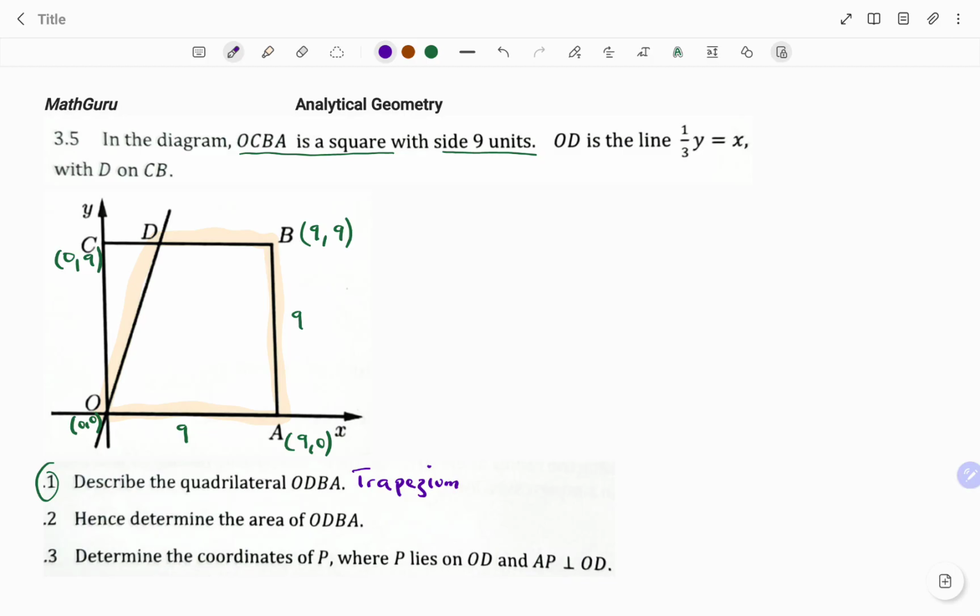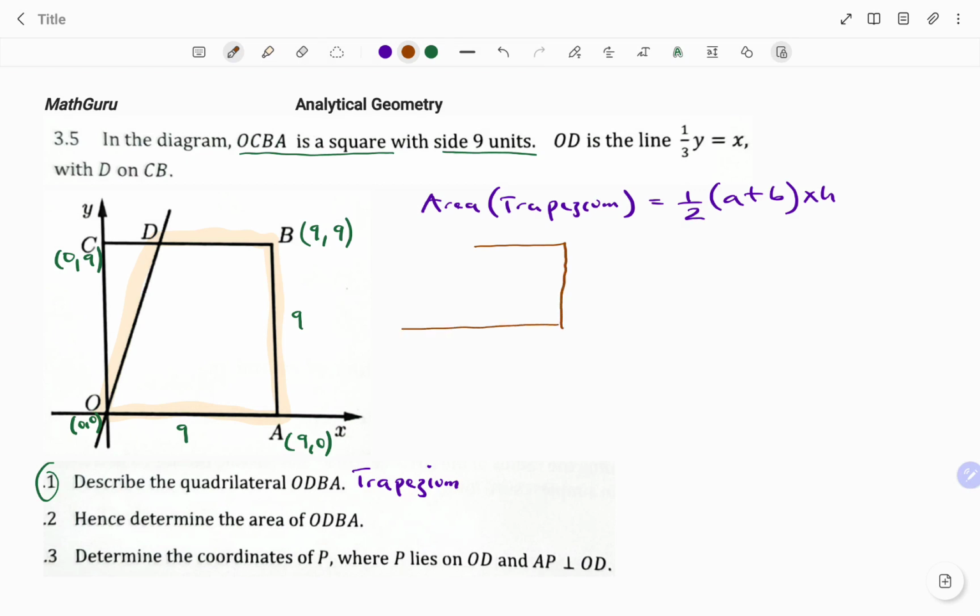For the second part of the question, we are to determine the area of ODBA. In order to determine the area, we need to find the length of the parallel sides. The formula for finding the area of a trapezium is half times the sum of the parallel sides times the perpendicular height. I'm going to draw a rough sketch of the trapezium as shown.